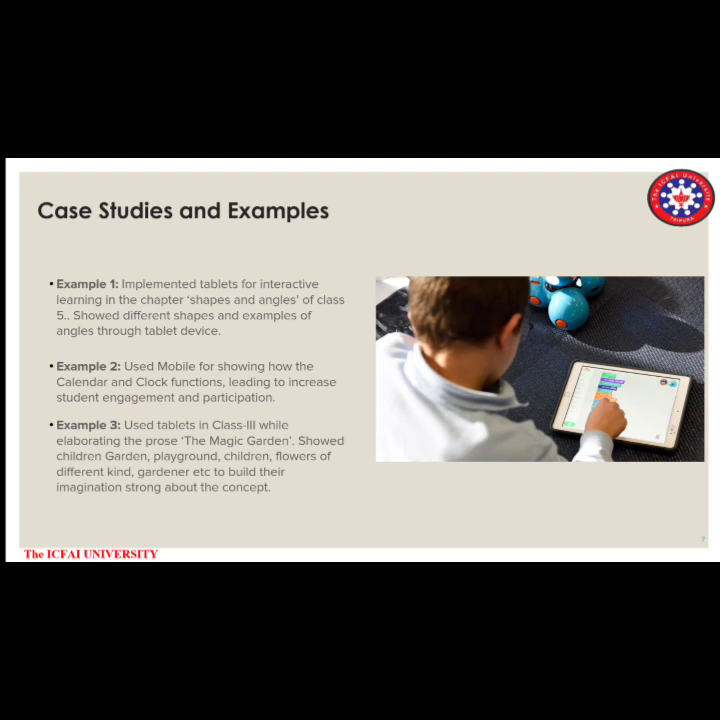Next, I used a tablet in class 3. There is a prose called the Magic Garden. There are some key words like garden, playgrounds, children, flower, gardener. I showed them the pictures of these things. Their imagination can be stronger about the concept.